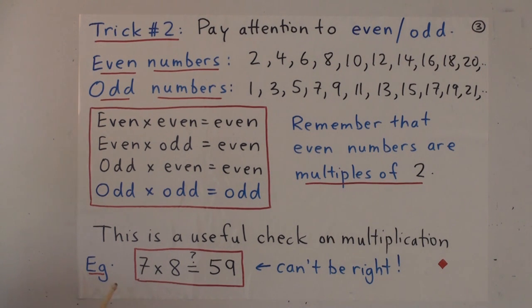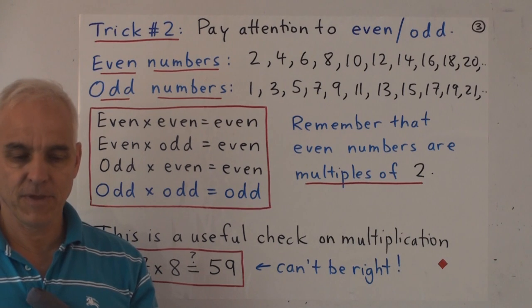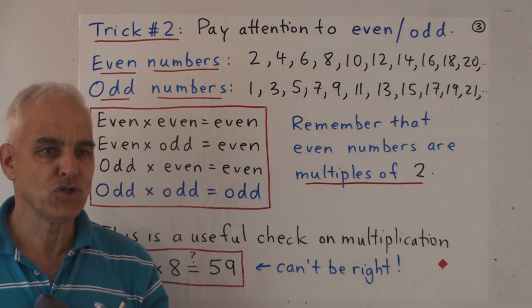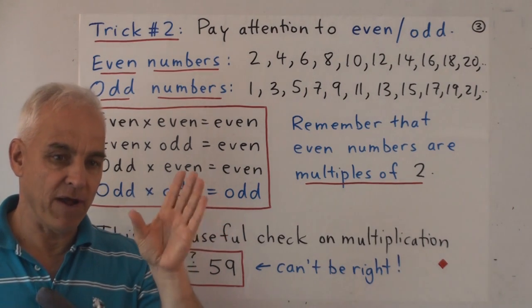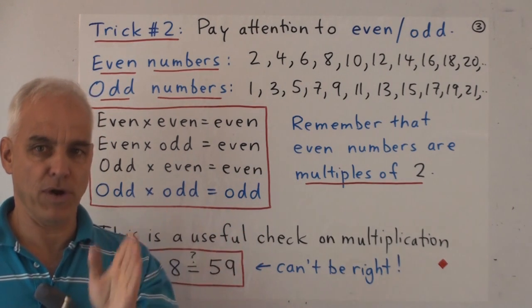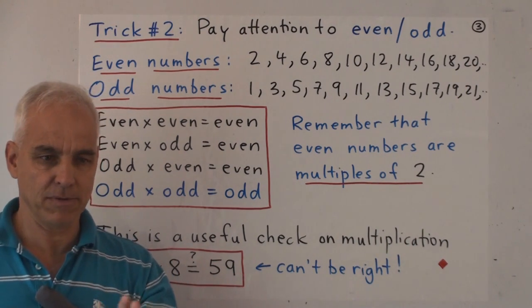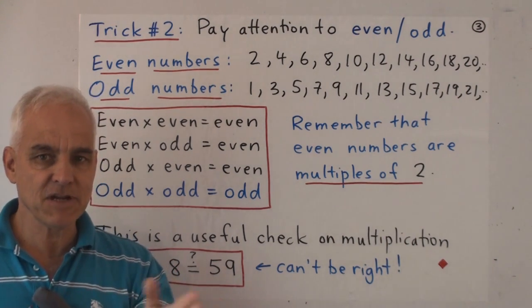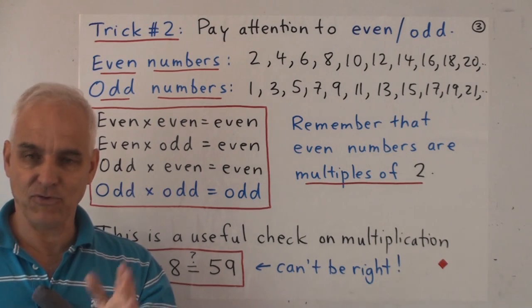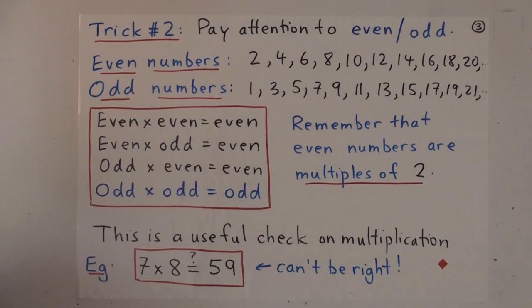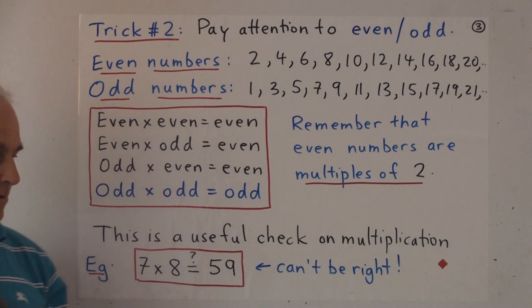So one way this is useful is that it's sometimes a check on multiplication. When we're dealing with numbers, at the back of your mind, you should be aware of whether a number is odd or even, sort of like black or red at the roulette table. There's this basic division in numbers between even and odd. And if we remember these rules, then sometimes it can alert us to when we've made a mistake.